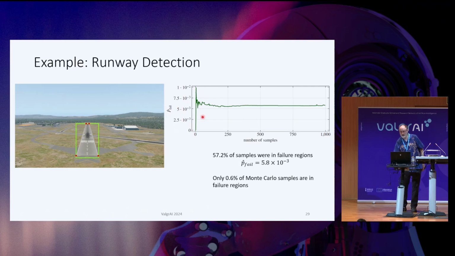And early on, it's extremely noisy, but it converges quite quickly. Maybe with 400 samples, they already have a good estimate of 5.8 times 10 to the minus 3, which still seems rather large to me. I'm not sure I want to ride in this airplane yet. But if we had done Monte Carlo samples and done 1,000 of them, we would only have seen 6 failures, and so our estimate would be quite a bit noisier. It's basically the right answer, but it would be much less confident.